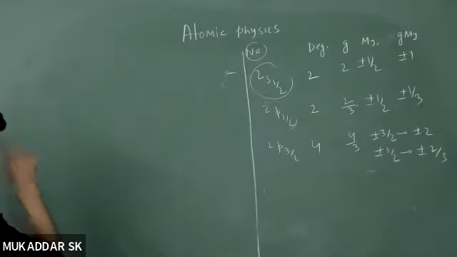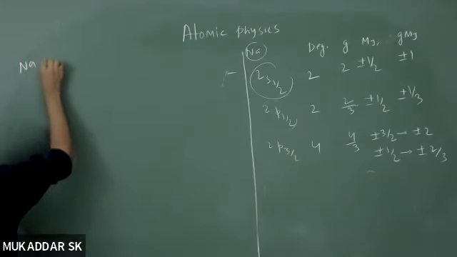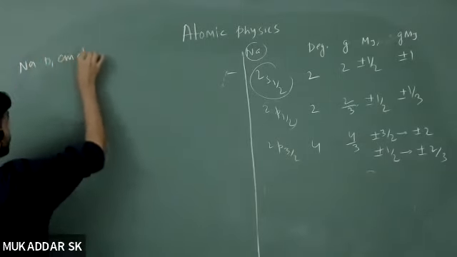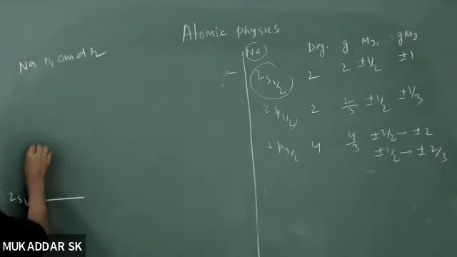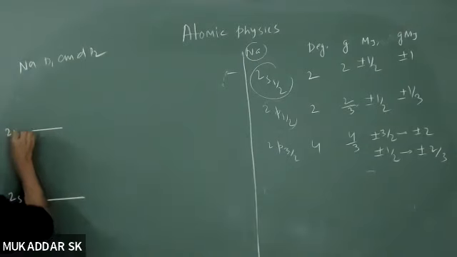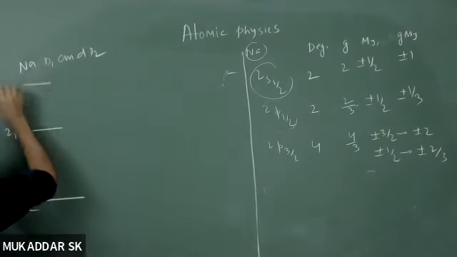Okay. Now the ground state of sodium. Now we'll discuss the sodium D1 and D2 lines. So if you see the ground state, it will be 2s 1/2. Then the next state will be 2p 1/2. Then the next state will be 2p 3/2.